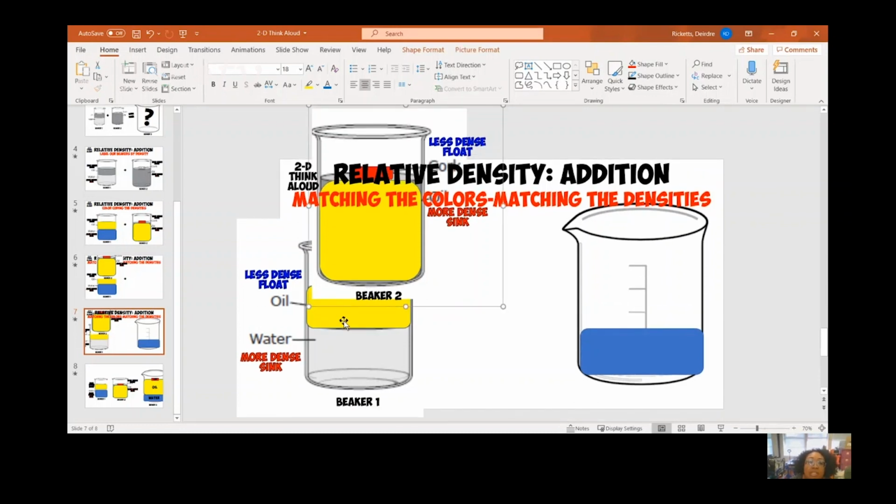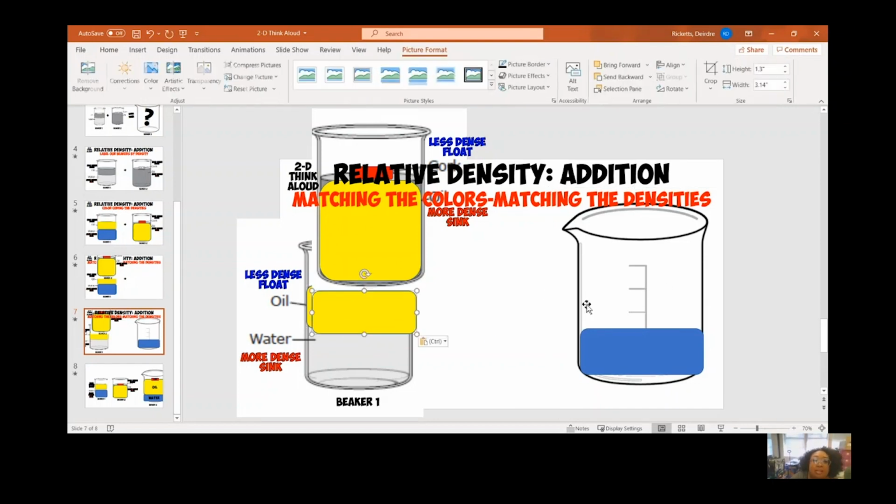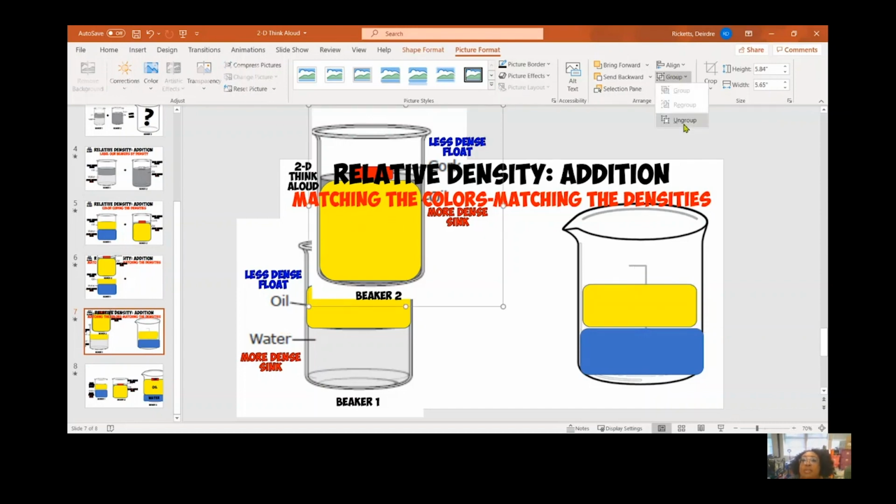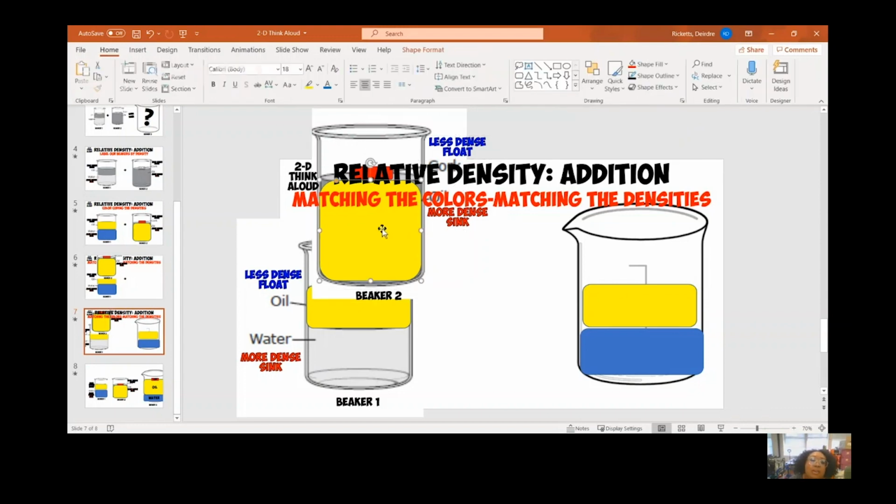Then what's the next color? Yellow, and that represents the oil. So I'm going to come here, get my oil, put it right down here. Let's see, oh, it worked. Surprise, surprise. And since I have this oil too, I'm going to ungroup it, pick up that oil, and spread it out. So this is a bigger beaker. There we go. Let's make it look nice.